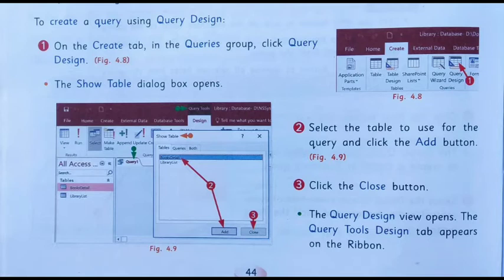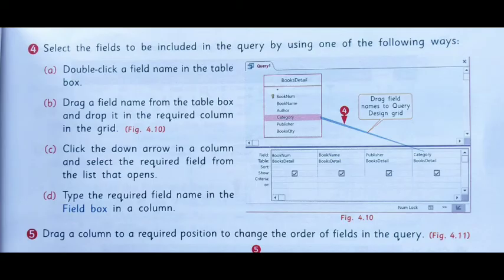Then the Show Table dialog box opens. Then select the table to use for the query and click the Add button. Click the Close button. The Query Design view opens. The Query Tools Design tab appears on the ribbon. Select the fields to be included in the query by using one of the following ways.